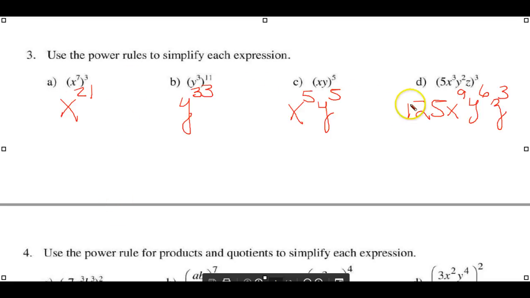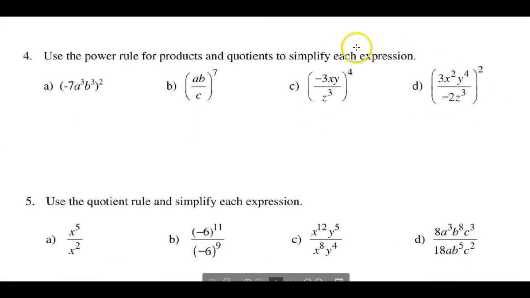Well, it's nice to have some easy things here. Again, so long as you know the difference of when you add and when you multiply. When you're using the power rule, raising a power to a power, you multiply. I'll do this one with you.